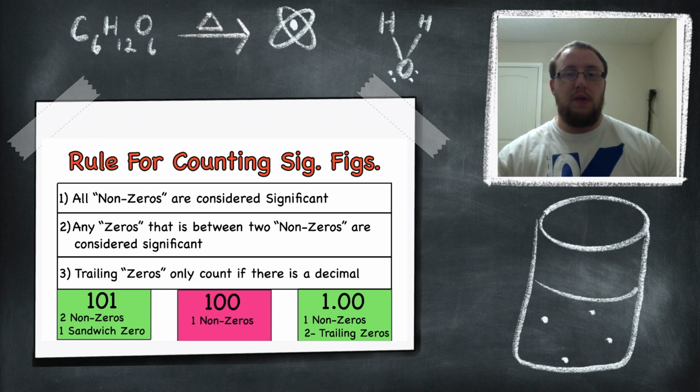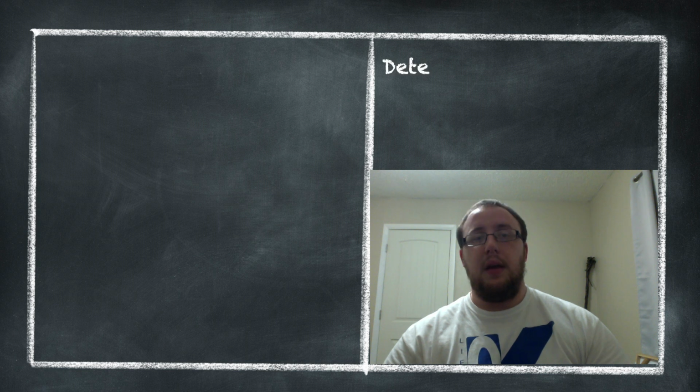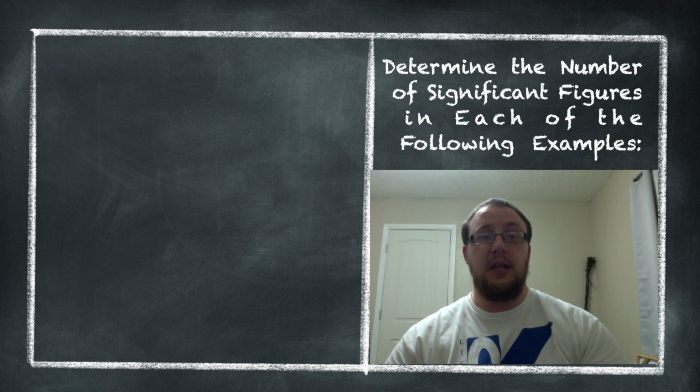The third and final rule of counting significant figures is that we only count trailing zeros if there is a decimal point. For example, the number 100 only has 1 significant figure because the 2 trailing zeros are not counted due to the fact that it does not have a decimal point. If I have the number 1.00, now I have a decimal place and I can count my trailing zeros, giving me a total of 3 significant figures. Let's end this video by working through a few practice problems to determine the number of significant figures in each of the following examples. So I'm going to read them out first.